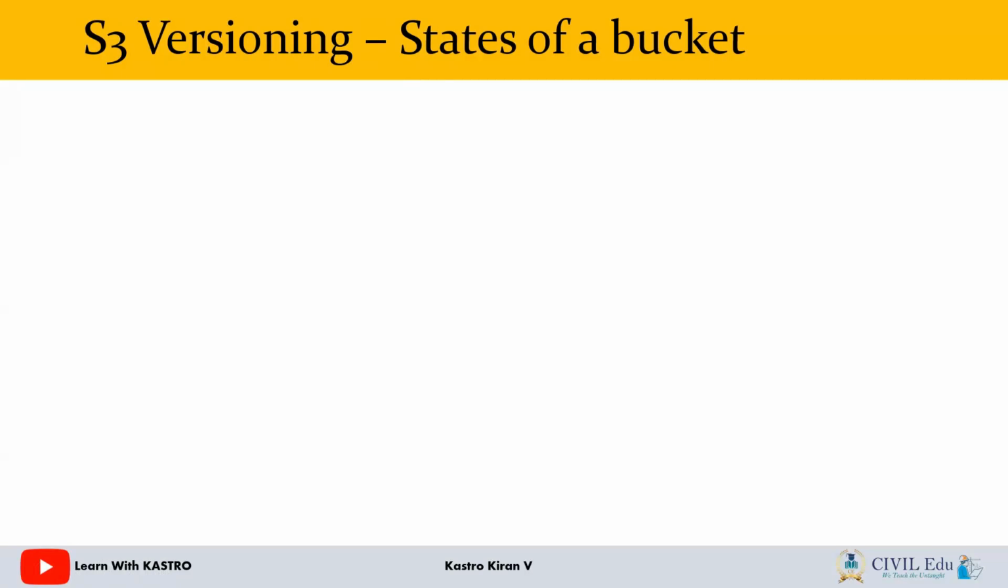Remember, whenever we create an S3 bucket, by default the versioning will be disabled. That's the default scenario. If you want to enable versioning for a bucket, you have to explicitly enable that option. I will show you where you can enable the versioning and how you can disable the versioning for a particular S3 bucket. We will see that at a later point in this video.